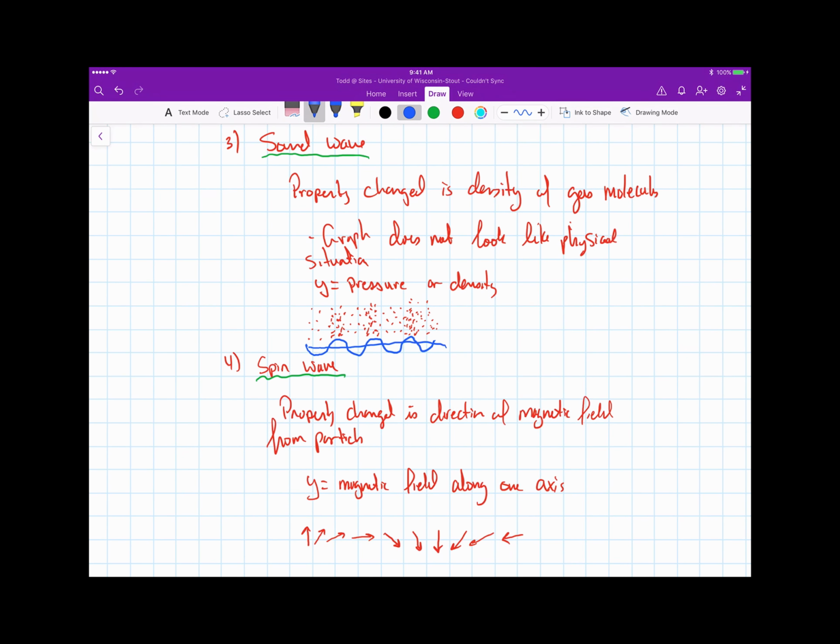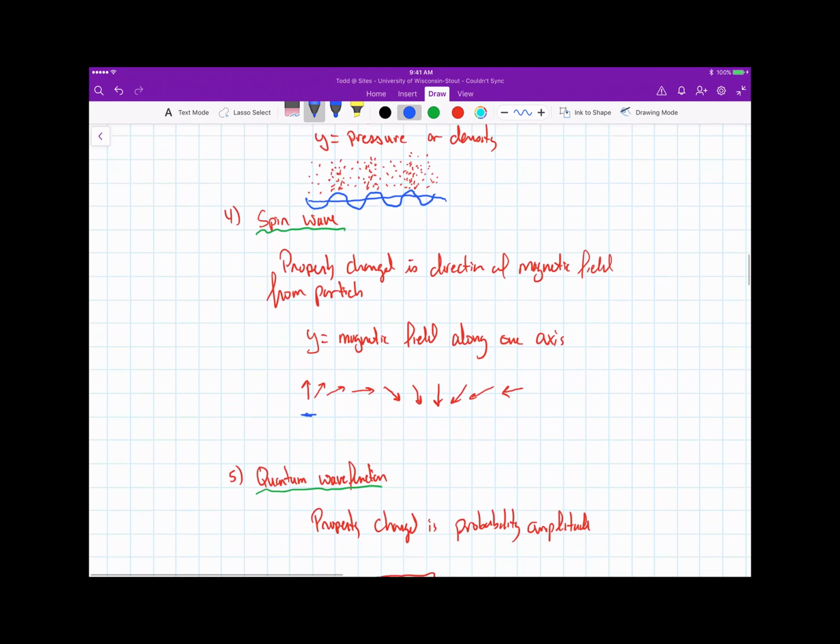Another example of a wave is a spin wave. And in this case, the property that is changed is the magnetic field caused by individual particles. If you consider these arrows here to be the direction of the magnetic field caused by a particular particle, what happens in the magnetic wave is that the direction of the spin, or the direction of the magnetic field, actually varies as a function of position.